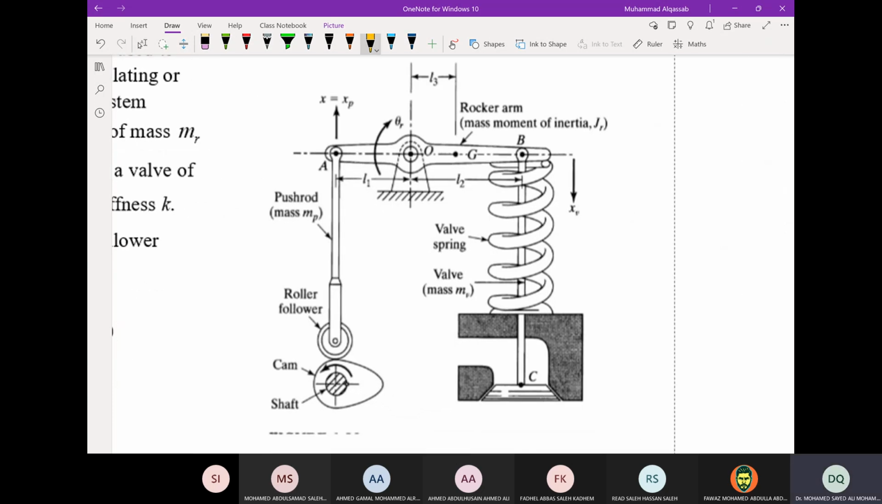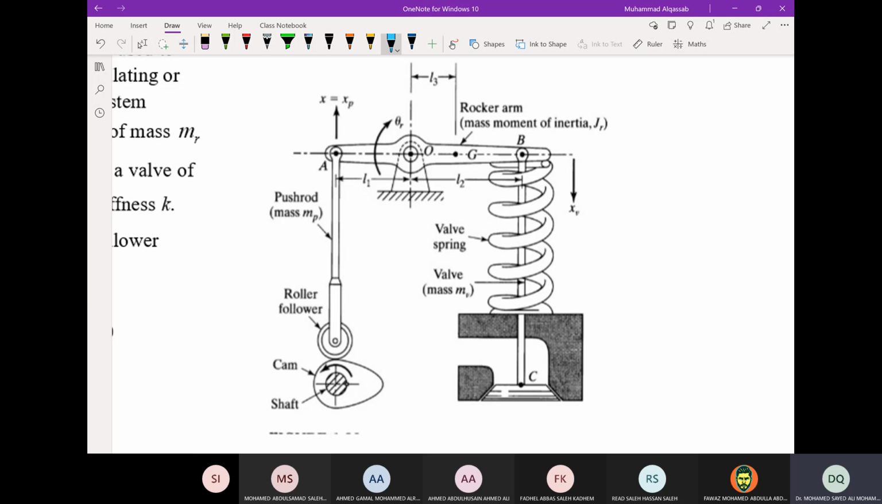This is the cam, and this is not part of the system. The cam is not part of the mechanism that is oscillating. This is in rotation, not related to vibration, as related to the natural frequency, I mean. So the system consists of the follower that has a mass. This is assumed rigid. Those all are rigid except the spring.